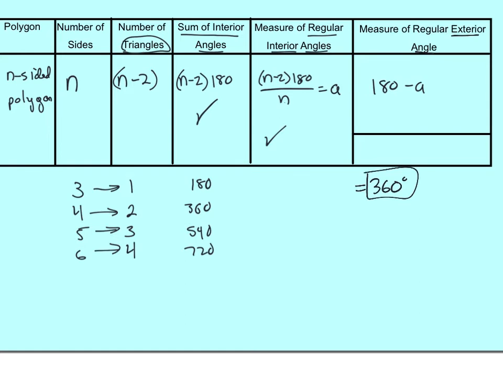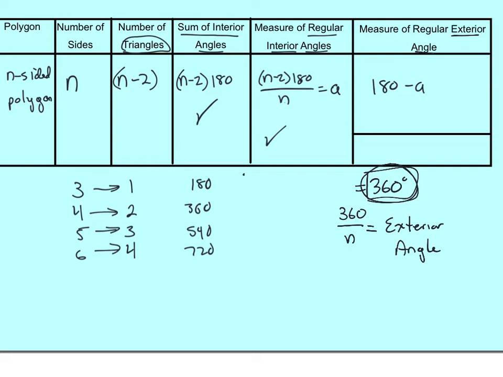So a shortcut is to take 360 degrees divided by my number of sides. That's going to give me my exterior angle every single time. 360, no matter what, divided by my number of sides.